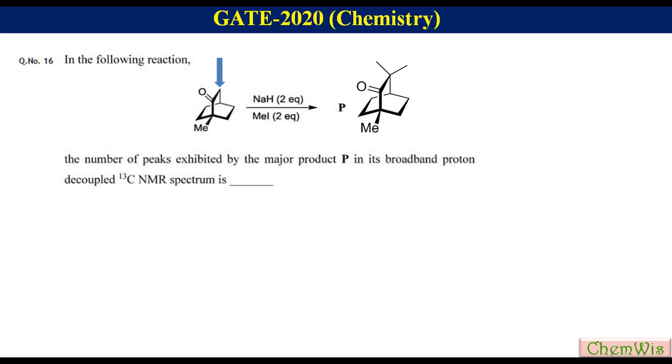This molecule has the plane of symmetry. So the number of carbon atoms with different electronic environment will be 1, 2, 3, 4, 5, 6, 7 and 8. So the number of signals in proton decoupled 13C NMR of this compound will be 8.